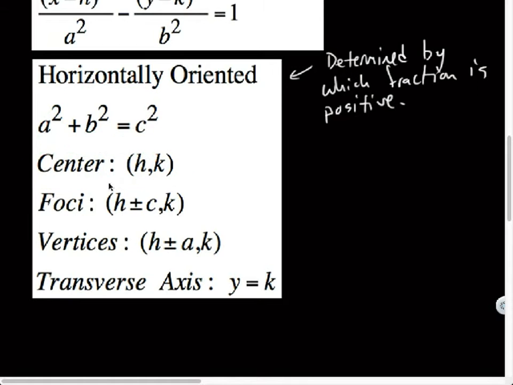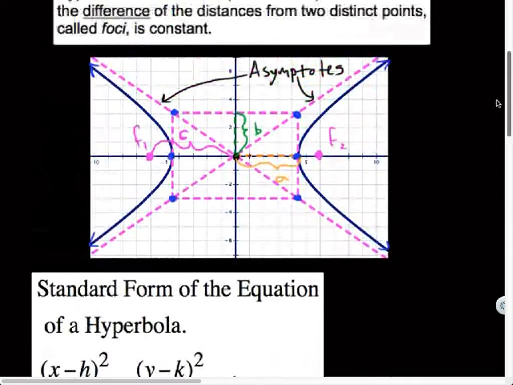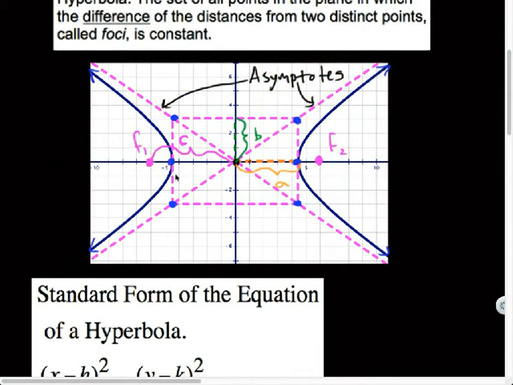All right, the center is at h comma k. The foci are c units away from your center in the direction of its orientation. The vertices are a units away in the direction of its orientation. It's got a transverse axis, which I'll describe here is this right here. It's called the transverse axis. The conjugate axis is this dimension here. So the transverse axis is 2a units long. The conjugate axis is 2b units long.